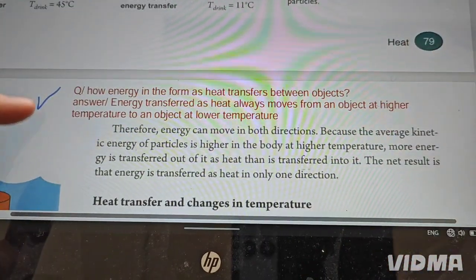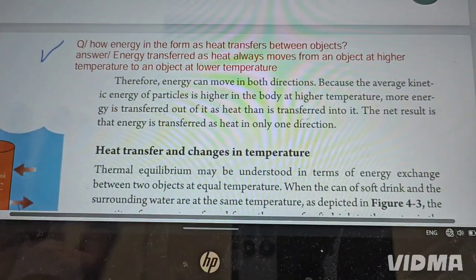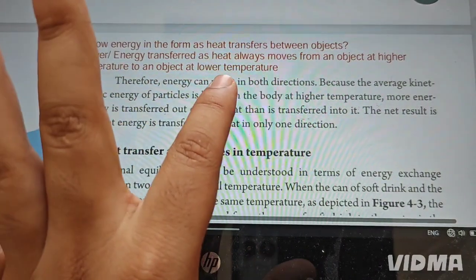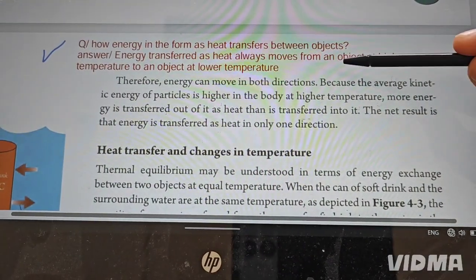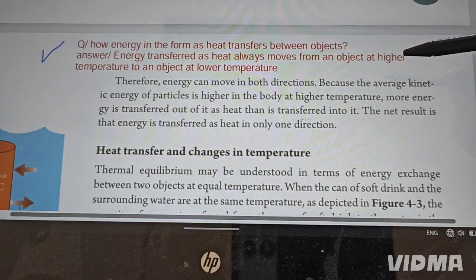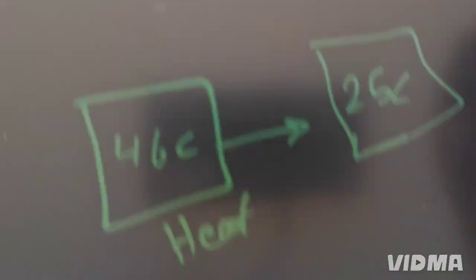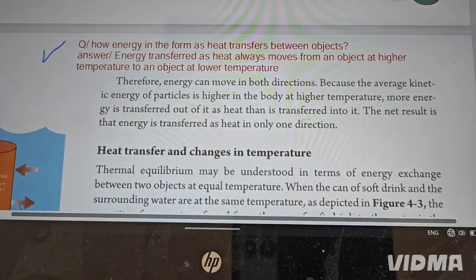This question is important actually. How does energy in the form of heat transfer between objects? Energy transferred as heat always moves from a higher temperature to an object at a lower temperature. As you can see here, from the higher temperature to a lower temperature.